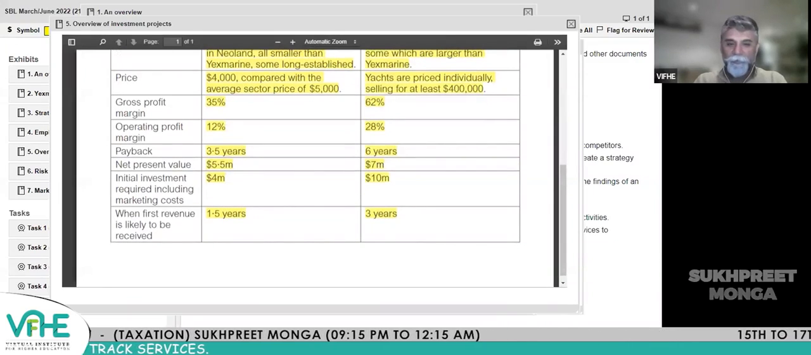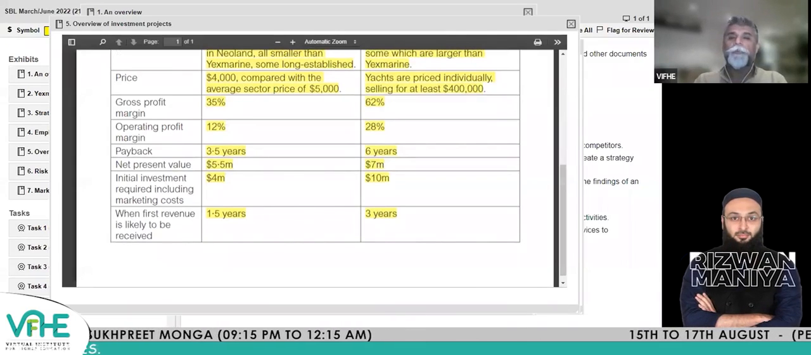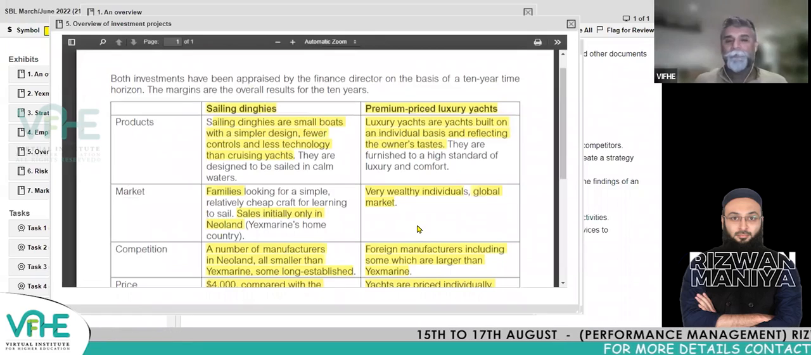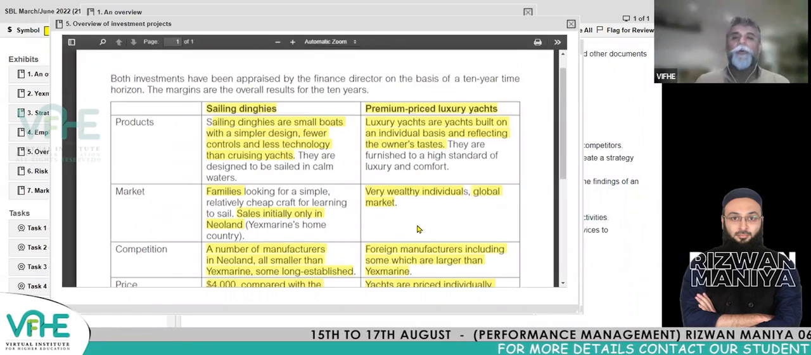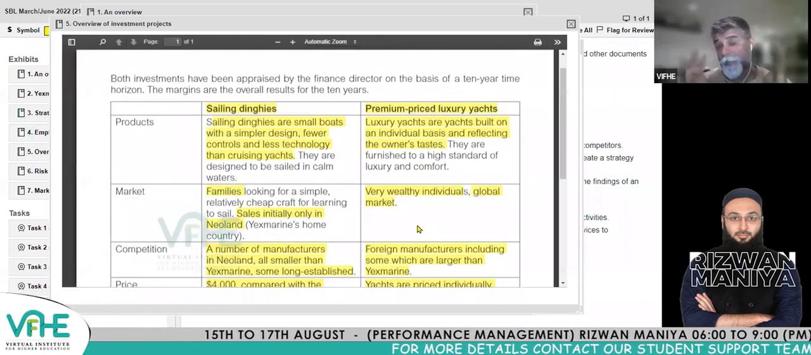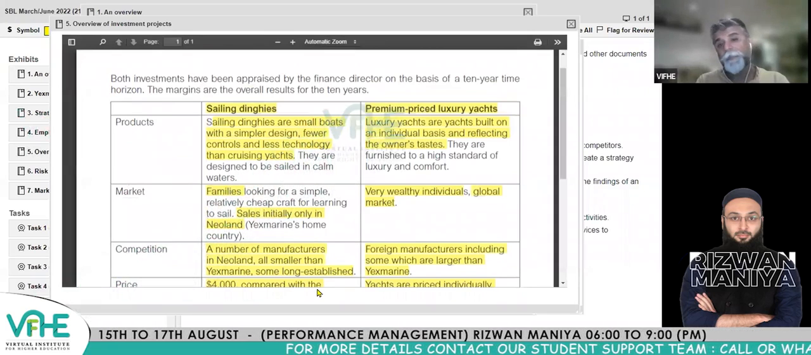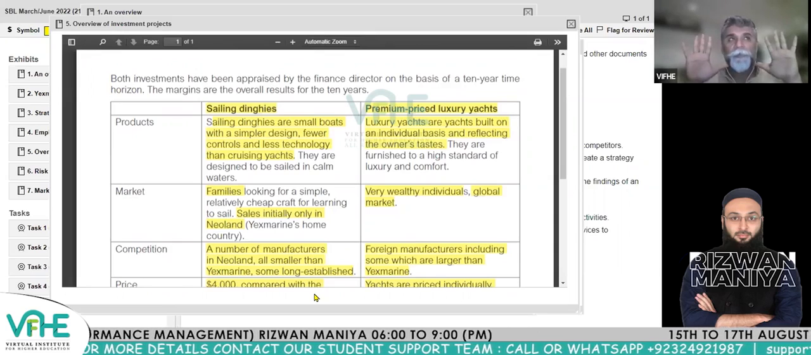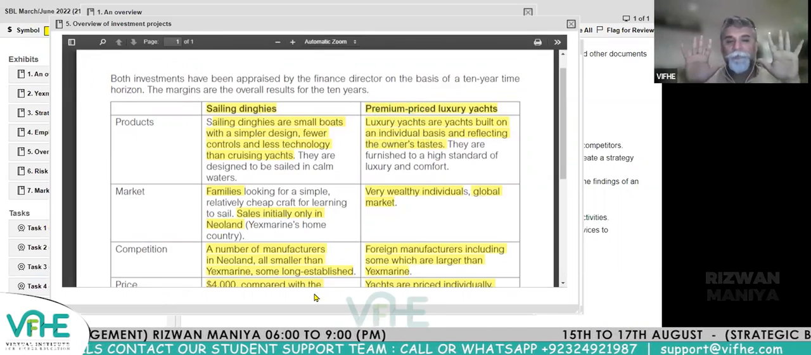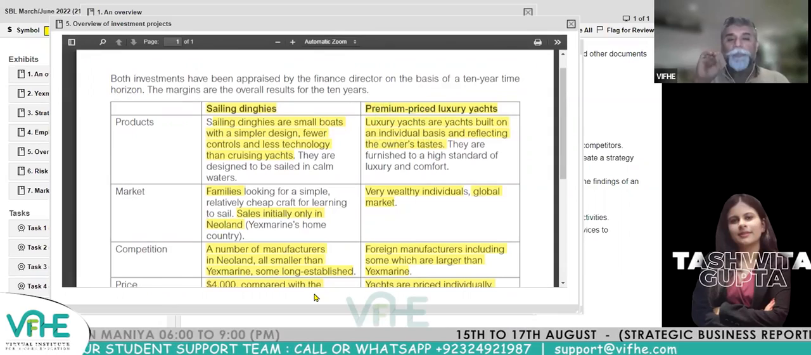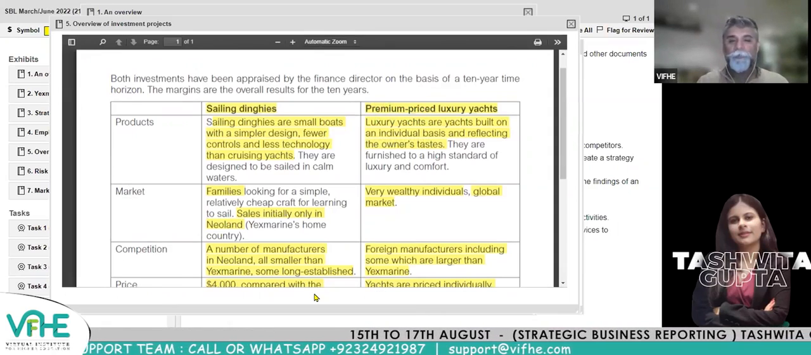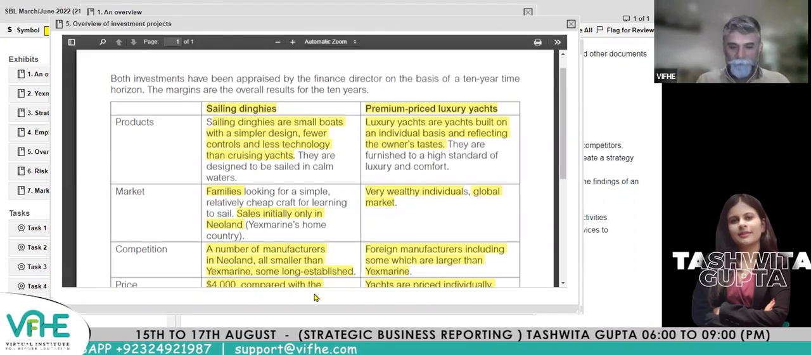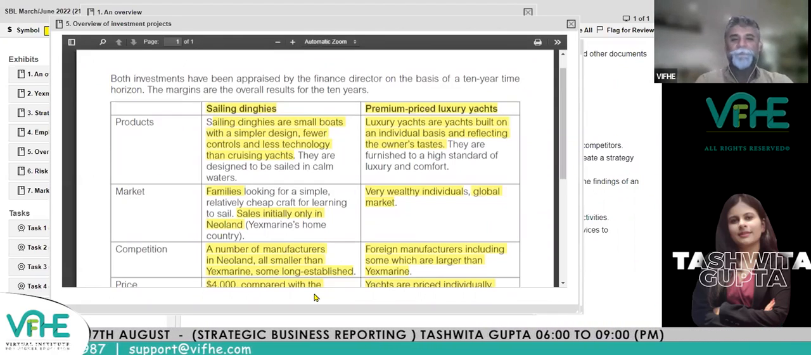Okay. Now, ultimately, what do you recommend? Dinghies or yachts? And you can be right either way. Okay. I mean, okay, wait. Please stop. Those of you who are in favor of yachts, please give me a reason.